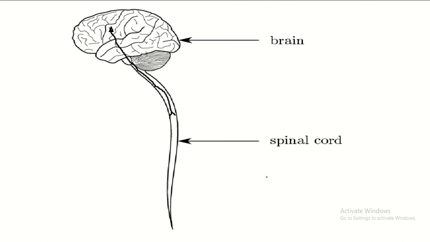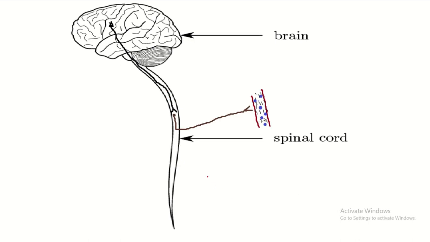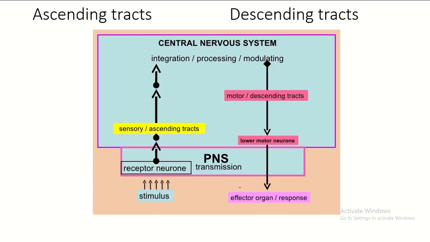At first, what is a tract? A tract is the collection of axons within the central nervous system. The collection of axons outside the central nervous system is known as a nerve. So this is a nerve, this is a tract. Both are collections of axons. Tracts are of two types, ascending tract and descending tract.